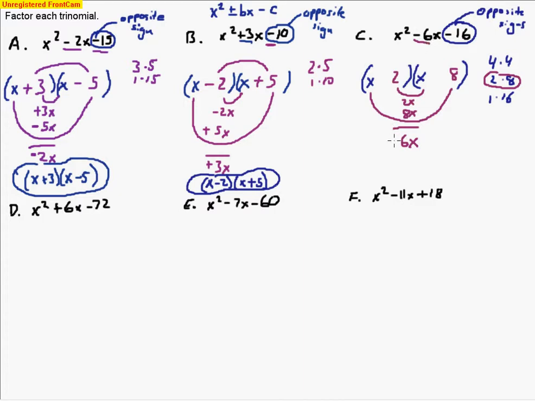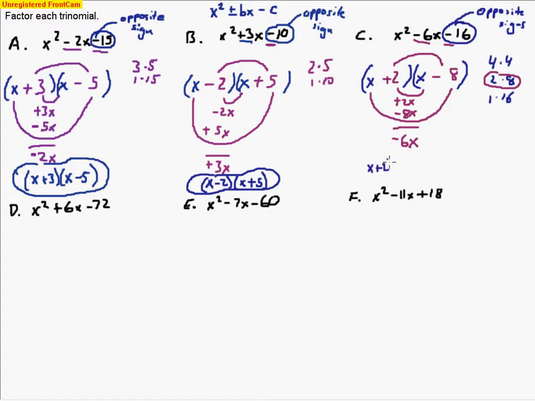So in order to get that to be negative, it tells me I need more negatives than I need positives. So I'll put the plus sign with the 2, the minus sign with the 8. And that will end up working out. And you see how 2 times negative 8 will. We end up with that negative 16. So there it is.